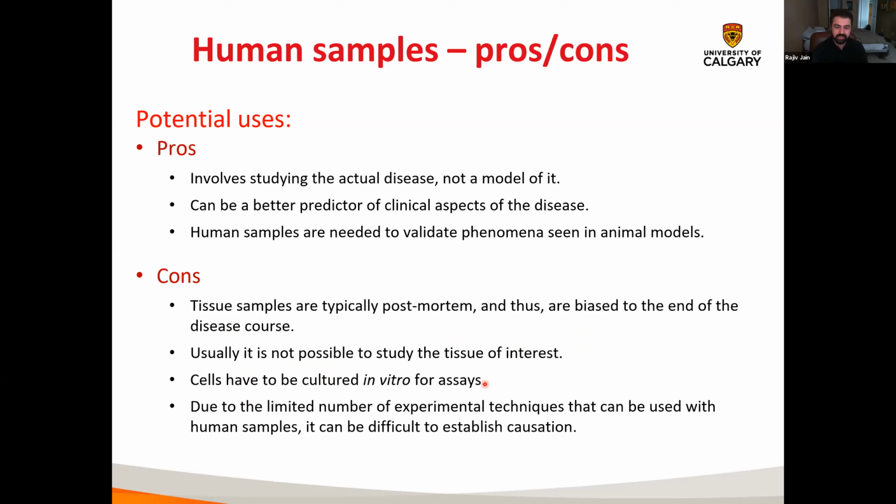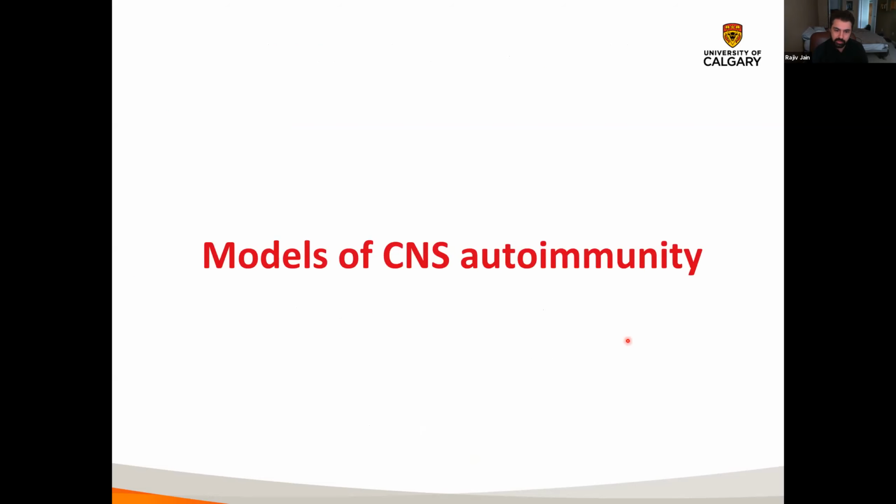Furthermore, if you're going to use cells from MS patients, you're pretty much going to have to use them in some sort of in vitro protocol, which would introduce an artificial element of taking them out of the in vivo environment and putting them in a situation they shouldn't otherwise be in. And lastly, there's a limited number of techniques that you can actually do with human samples, and thus it can be very difficult to establish causation using purely human samples. Instead, establishing causation is much easier in the animal models.